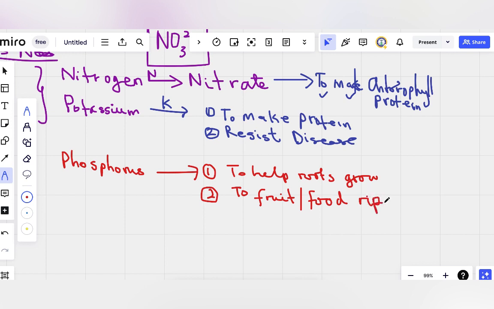To ripen. This one helps fruits or food to ripen, or to ripe. Okay, so these are the functions. These three elements are very important.